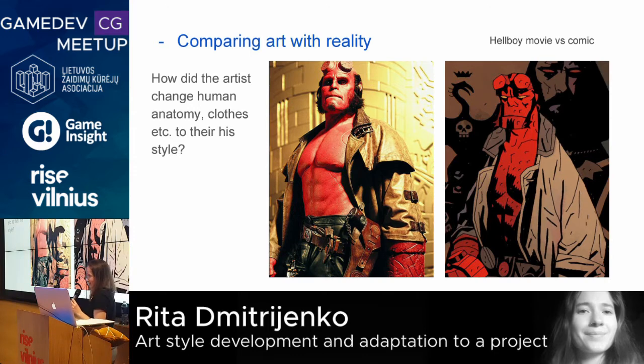Comparing art with reality is also a great one if you want to develop a style. In this case, we're looking at how the artist changed human anatomy and clothes, etc. in his or her style. So we have a realistic Hellboy and a comic Hellboy, and you can see how many details the artist has dropped in order to draw a human-like figure in their style. You know, how much simpler the coat looks, and how interesting these little lines look that he used to define the cloak folds and stuff.